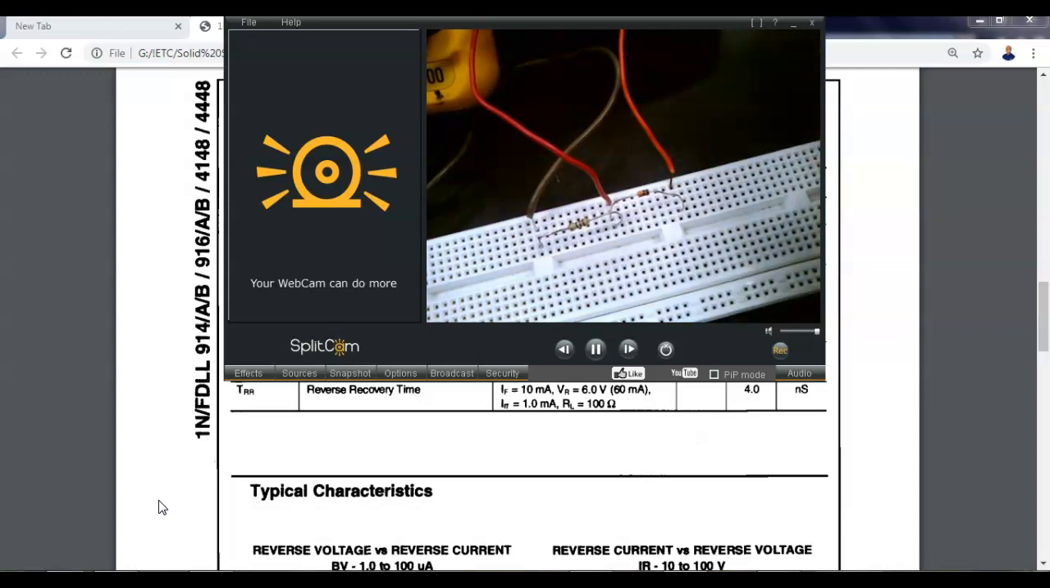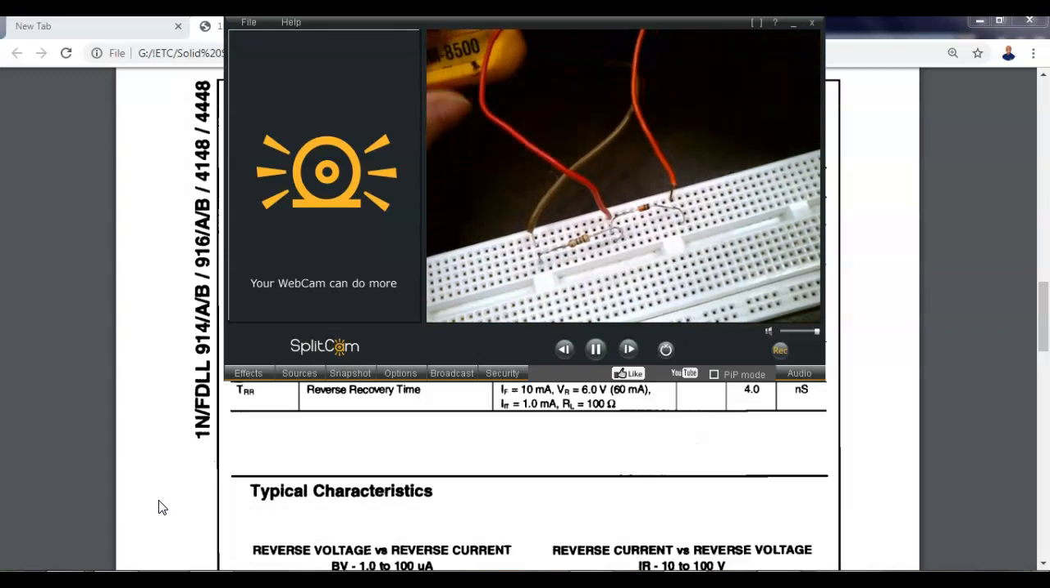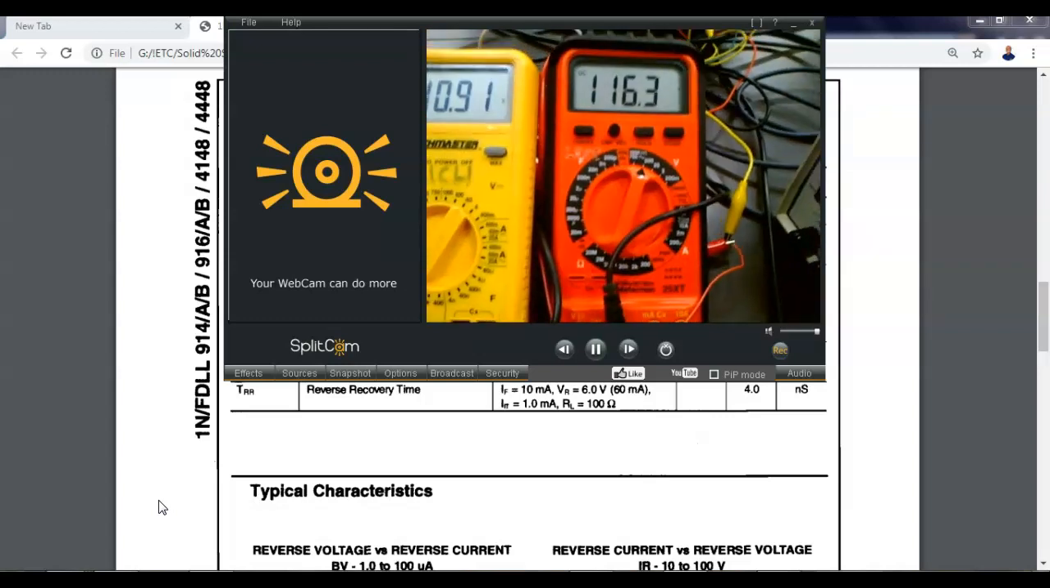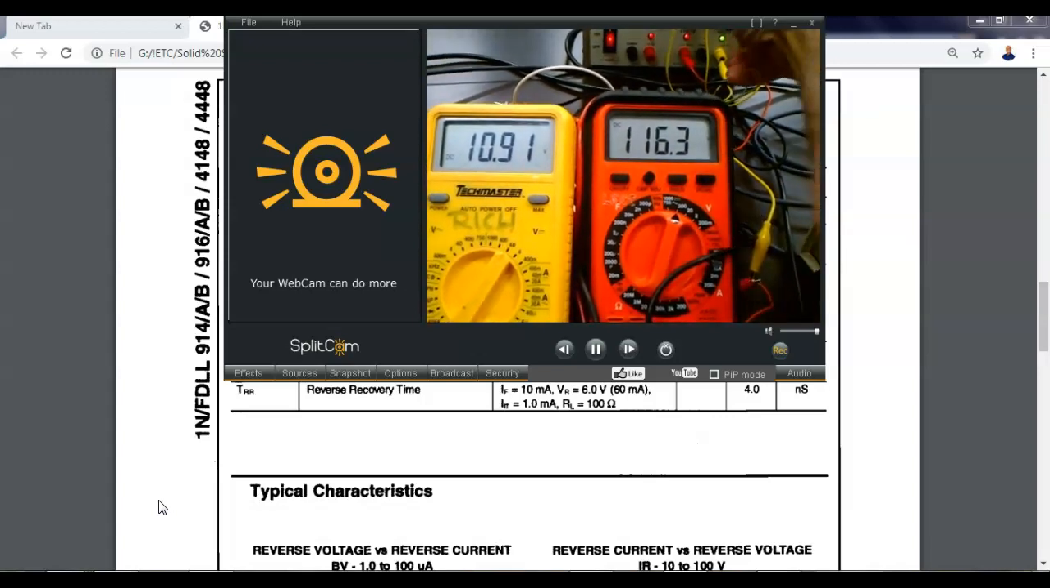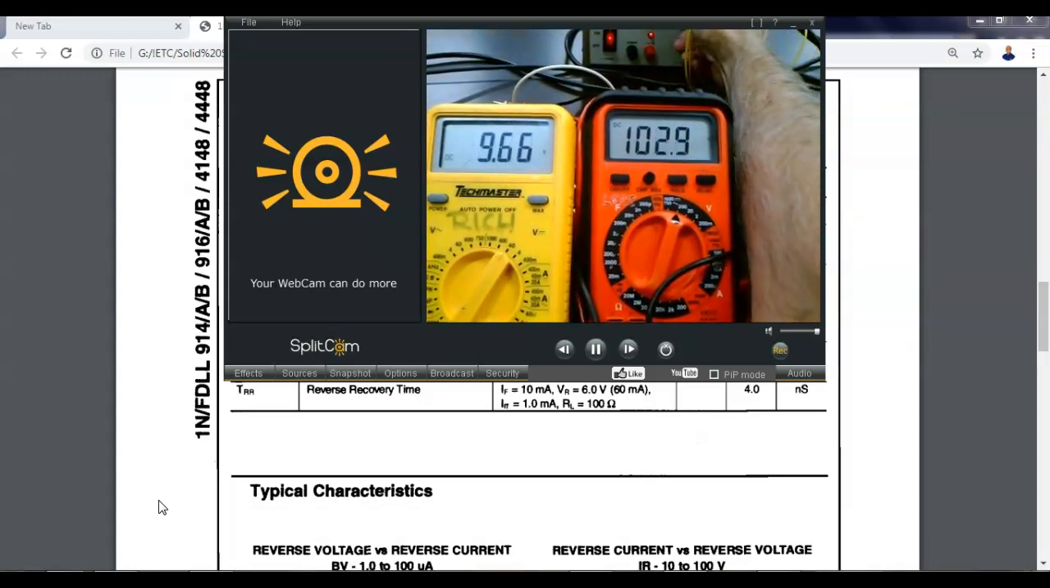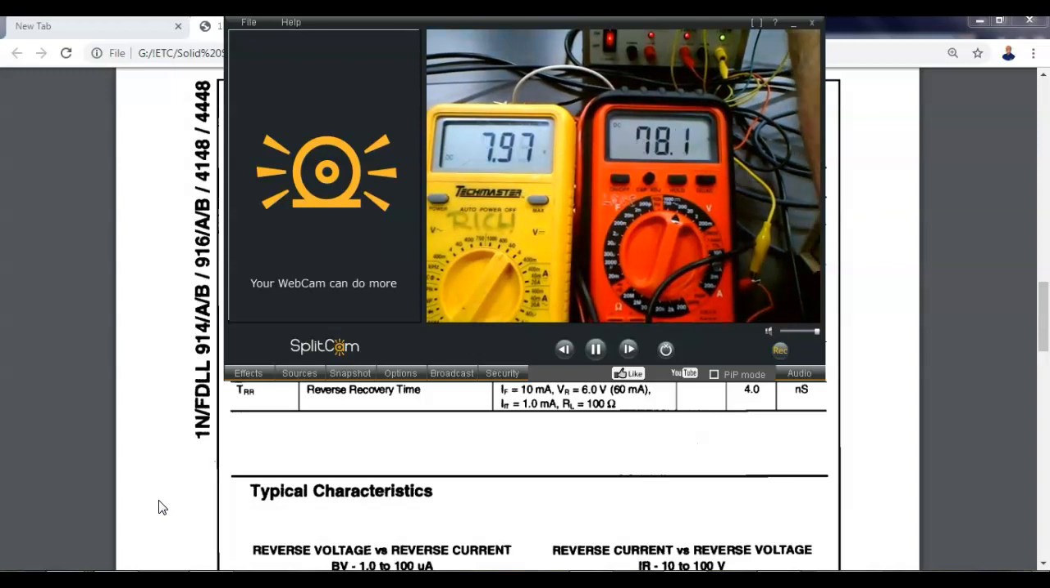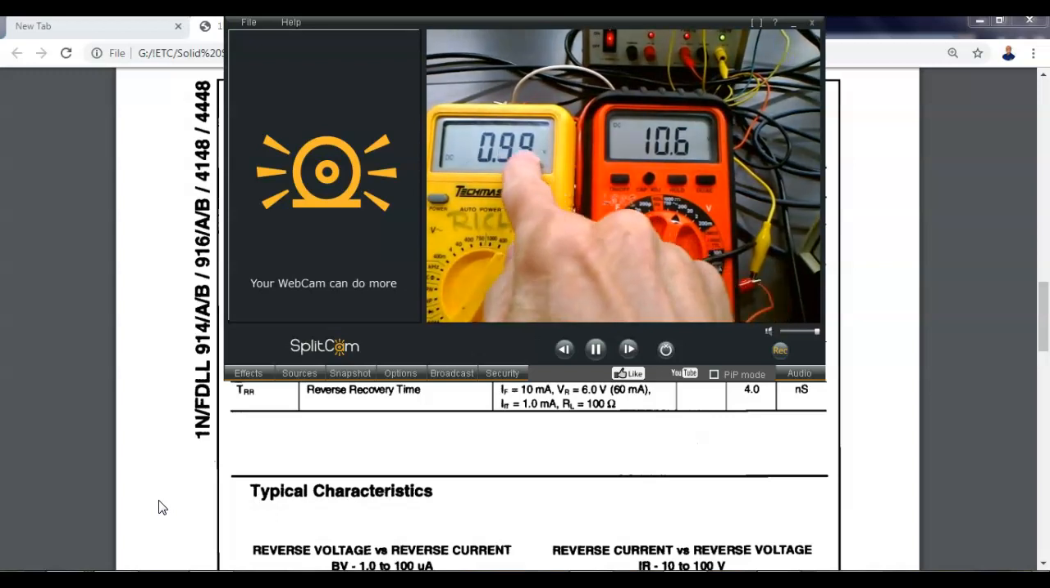What I've got is 2 meters that we're looking at. One of them is measuring the voltage drop across the diode, and then the other one is measuring the voltage drop across the 1 mega ohm resistor. We're going to use the 1 mega ohm resistor to calculate the current. So it's kind of like what you're doing with your regular lab. So we're going to measure the voltage drop across the resistor.